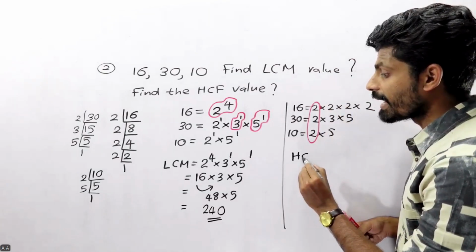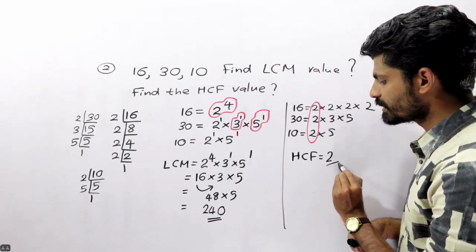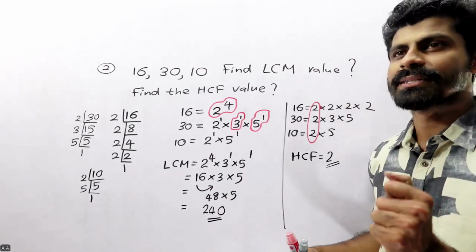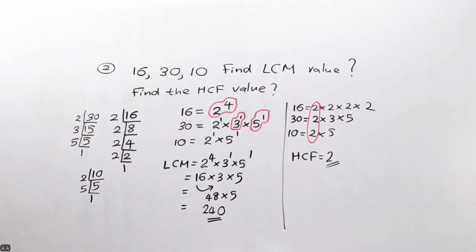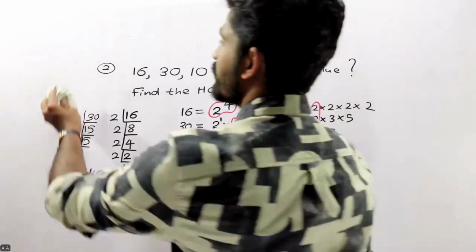That means the highest common factor is 2. Right? That's all.